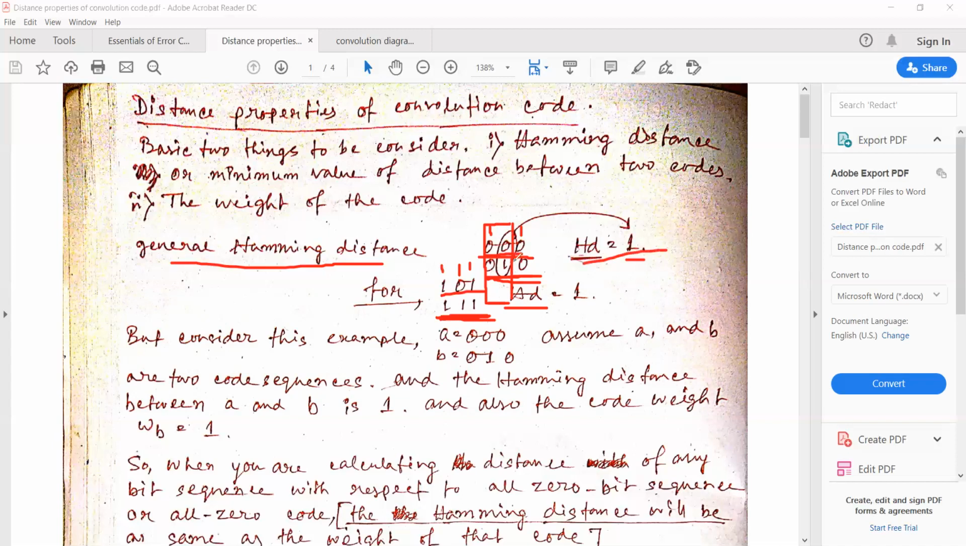And what is the weight of the second code sequence? This is also 1. So you know that when the Hamming distance has been calculated between the all-0 code and any code, then the Hamming distance will be equal to the weight of the second code. From this example you can say that, but consider this example, 000 and 010. So I'm taking this example again.